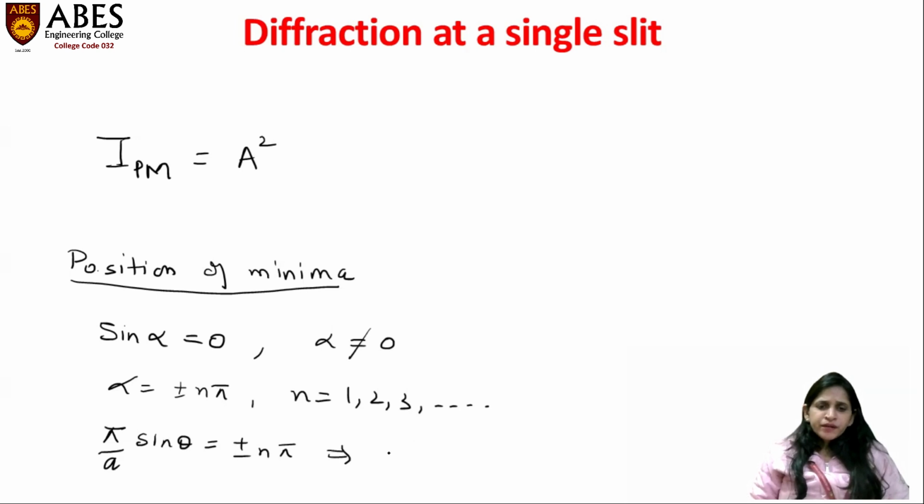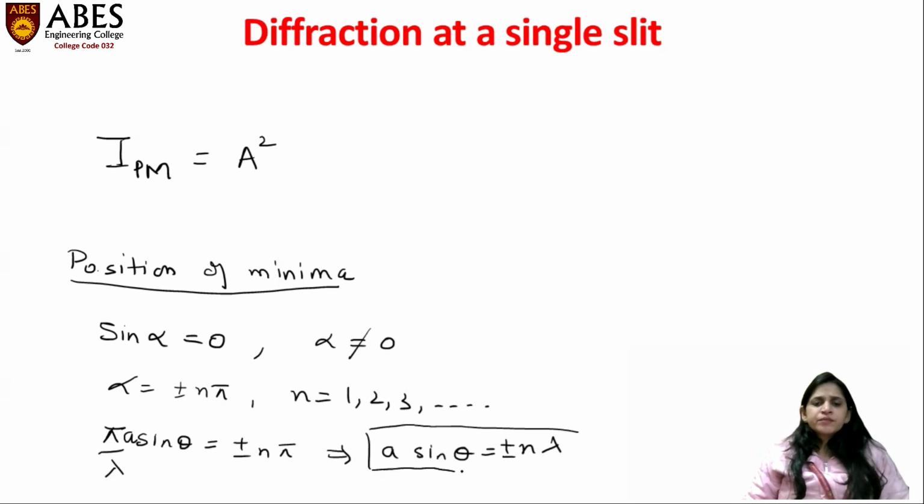So what is the direction of minima? Just wait, students. Pi a sine theta by lambda was the value of alpha, right? So now what is the direction? Pi will get cancelled and lambda can come here. That a sine theta is equal to plus minus n lambda. This is the direction of minima.